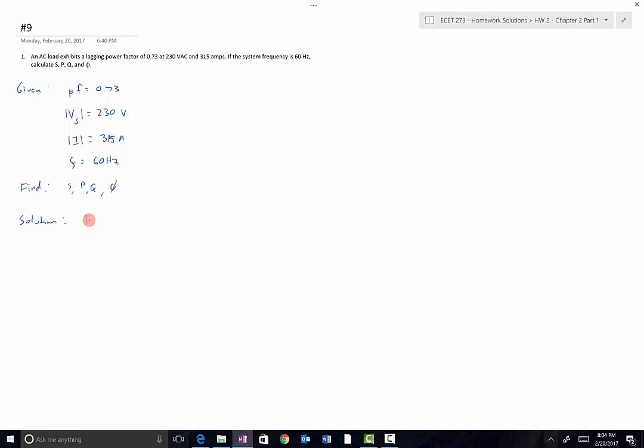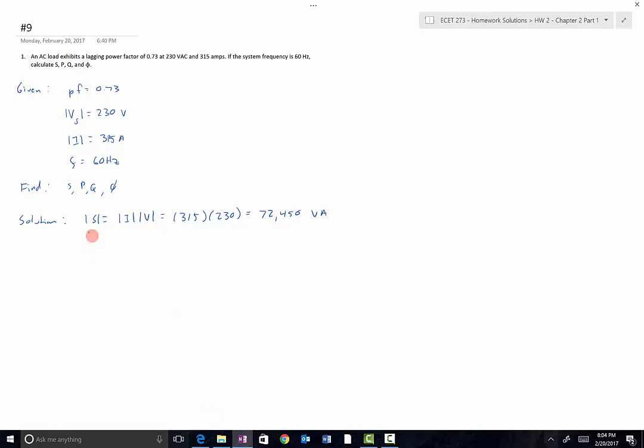So the magnitude of S is going to be equal to the magnitude of the current times the magnitude of the voltage, as we've seen in a couple previous examples. So that's 315 times 230. That gives me 72,450 volt amps.